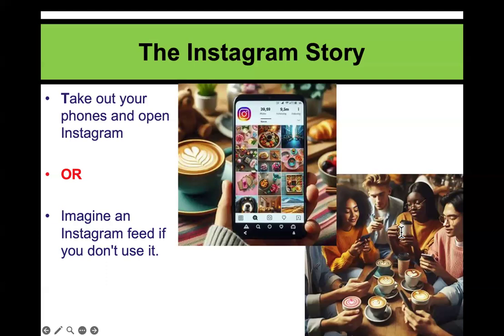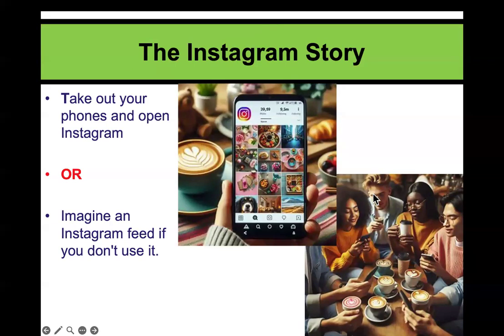Now, I want us to reflect together. When you viewed the posts or imagined the posts, what did you notice first? What patterns emerged? What stories were being told by the posts? What assumptions did you make? And what questions came up?